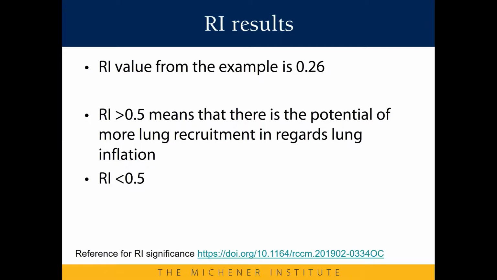And an RI index greater than 0.5 means that there is potential for more lung recruitment in regards to the lung inflation. If it's less than 0.5, it shows that the lung is not recruitable. So in this example, we have a patient who is not recruitable and likely won't benefit from the use of additional PEEP. And so for their protocol, we will keep this individual at 8 to 10 centimeters of water.